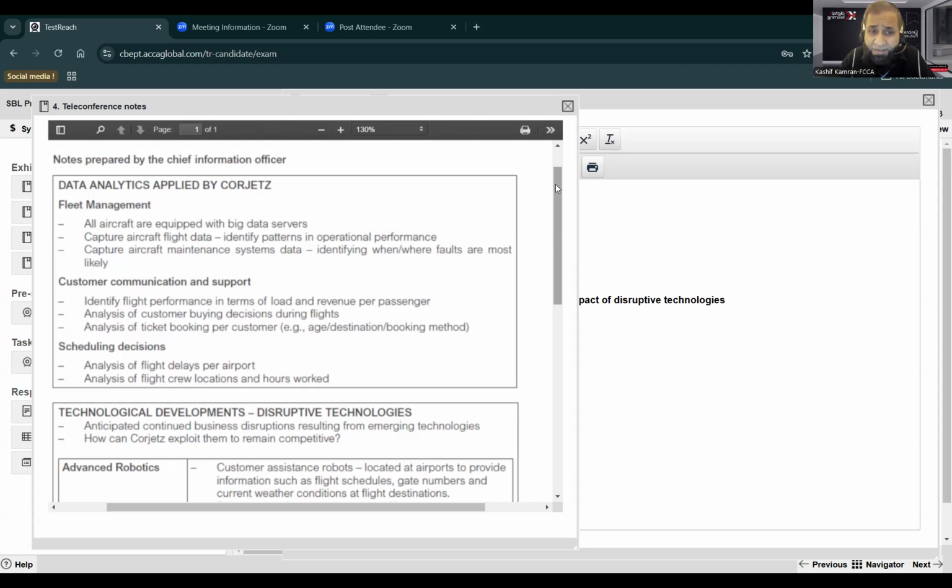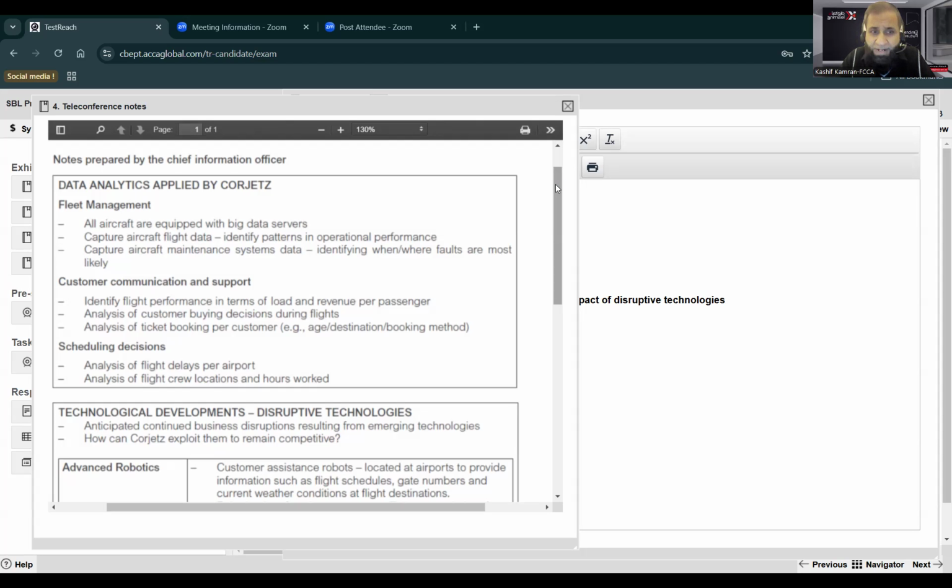Analysis of the ticket booking per customer. On which routes are they booking the tickets? What price are they happy to pay for tickets? Are they booking tickets early or late? How much time before the flight? For which destinations are they booking the ticket? What age bracket of passengers are traveling on your aircrafts? A lot of that information can help you investigate where to focus.